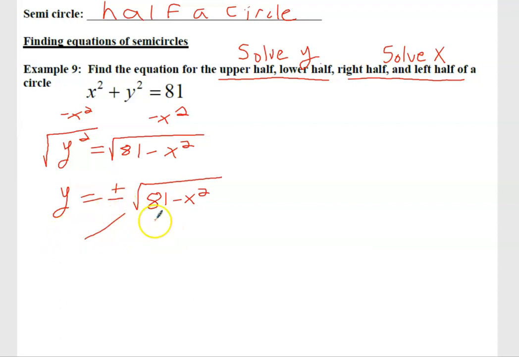So now when I look at this, I have two versions. One version is y equals the square root of 81 minus x squared. And the other version is the negative square root of 81 minus x squared. Now I can hop over to Desmos and type these in, and we're going to see which one's the upper half and which one's the lower half.